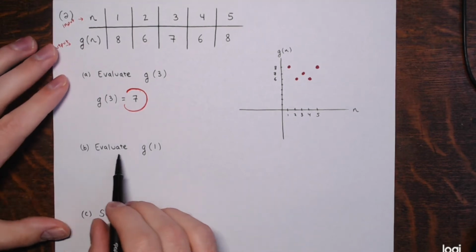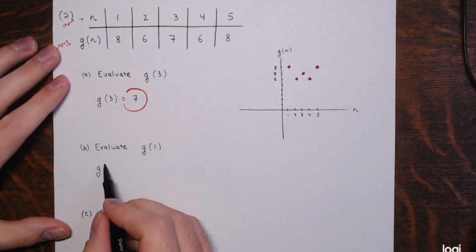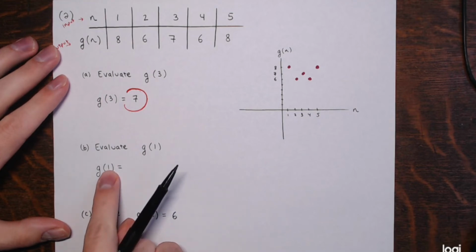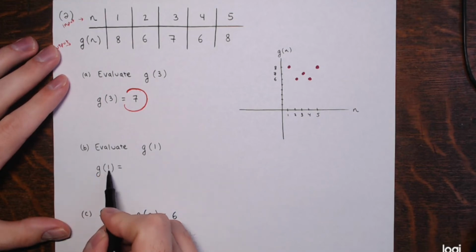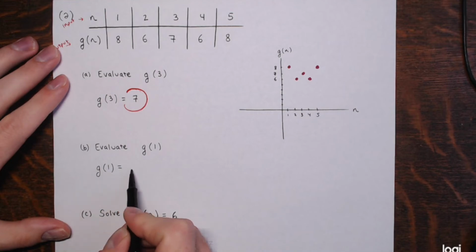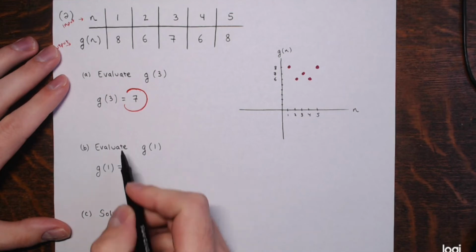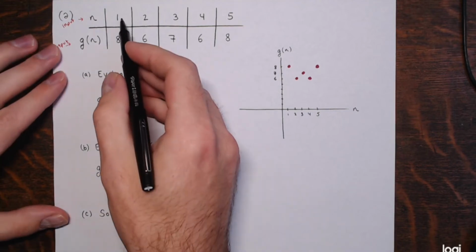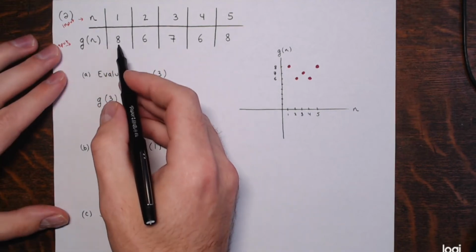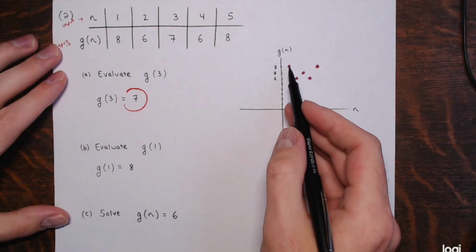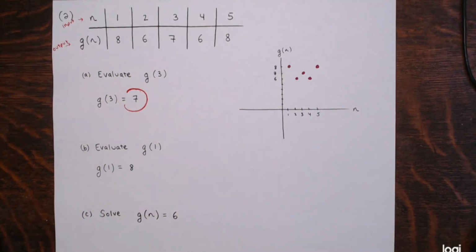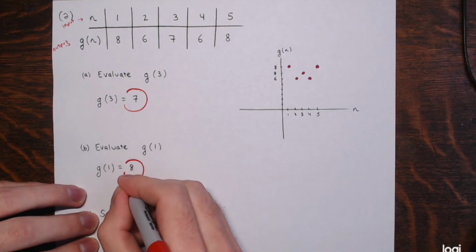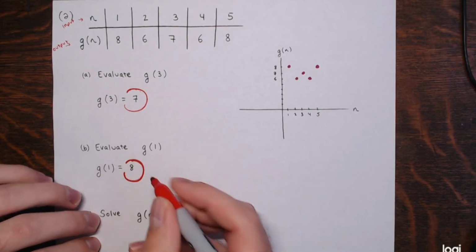Evaluate g of 1, right? Again, they gave me the input. Input 1. And then g of 1 is the output when the input is 1, which would be 8. That's it. Input 1, output 8. The ordered pair 1, 8 is on the graph, right? That's all they wanted, what's the value of g at n equals 1. Right? What's the value of g with input 1? Just 8.